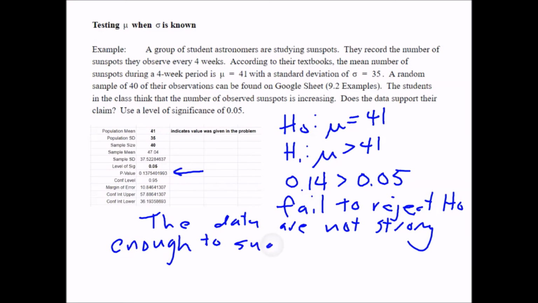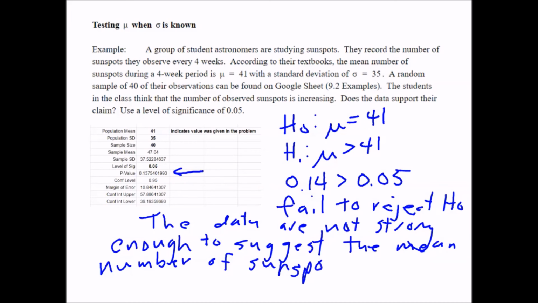So that means the data are not strong enough to suggest that the mean number of sunspots is increasing.